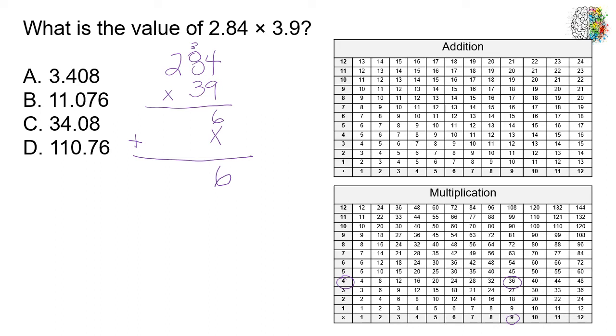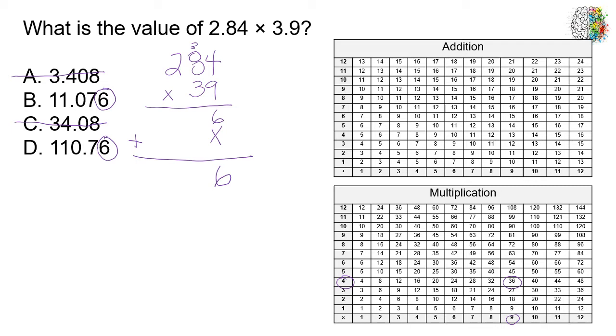So I'm going to look through my answers to see which ones end in a 6. And I see answer B ends in a 6 and answer D ends in a 6. So that tells me A and C are automatically not going to be the correct answer. Now the next thing I notice is that answer B and answer D, those are the exact same number. The only thing different is the placement of that decimal.